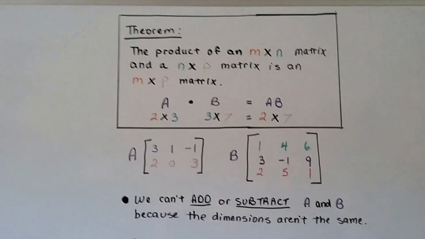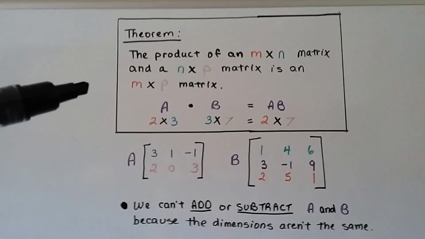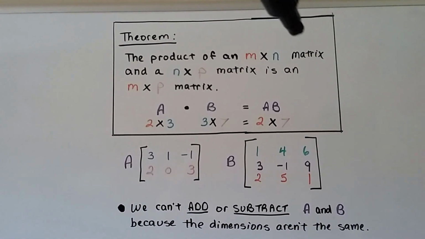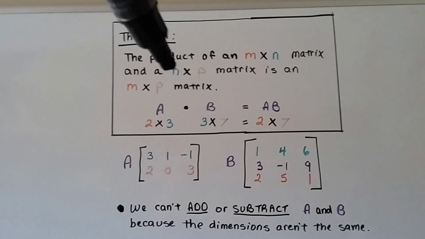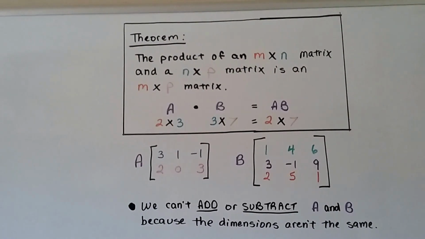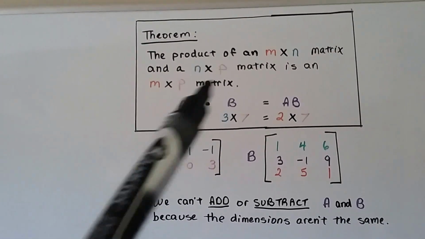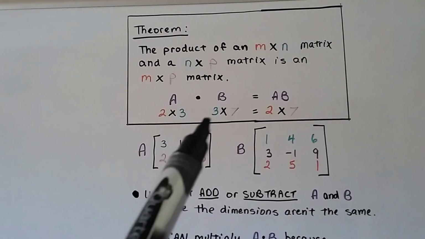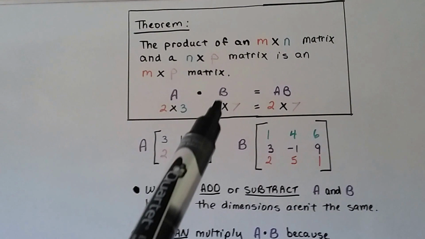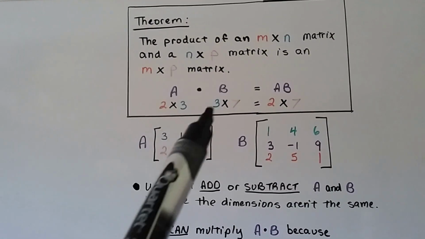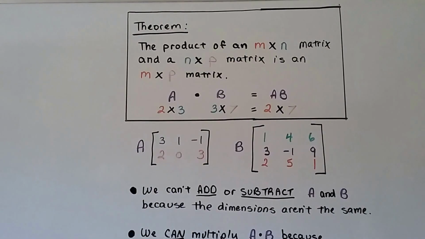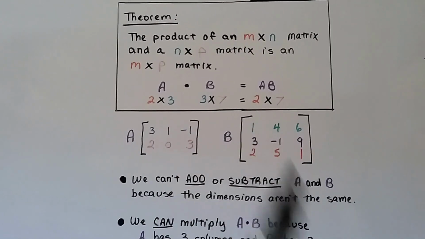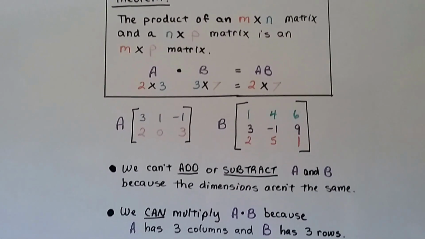All right? So here's our theorem. The product of an M by N matrix and an N by P matrix is an M by P. So because the N's are next to each other, sort of like this 2 times 3 and 3 times 7, see how the 3's are in the center? Right next to each other? That means we can do it. And that means we're going to create a new matrix, which is the outside ones, the 2 and the 7, the 2 by 7, see?